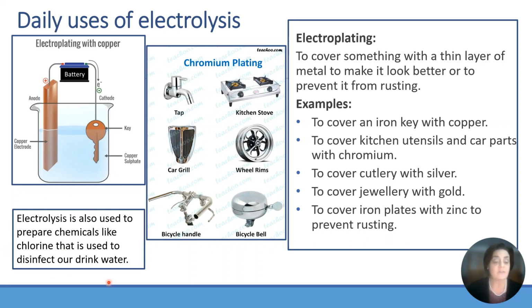A second use of electrolysis is to prepare chemicals. Like chlorine, you saw in that electrolytic cell that chlorine was one of the products. And the chlorine is very important for us because they use it to disinfect our drinking water. But you can also prepare other chemicals like oxygen and hydrogen and some other chemicals as well through electrolysis. So electrolysis basically has two very important uses for us: electroplating and to prepare certain chemicals we need for everyday life.